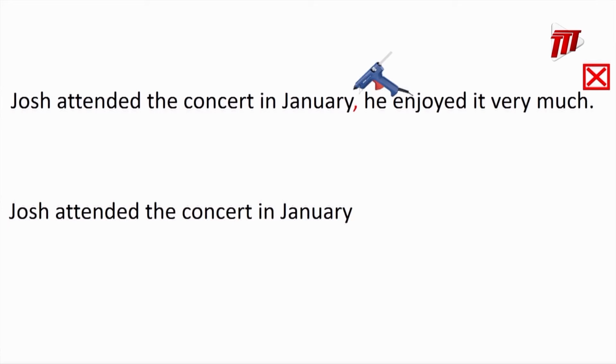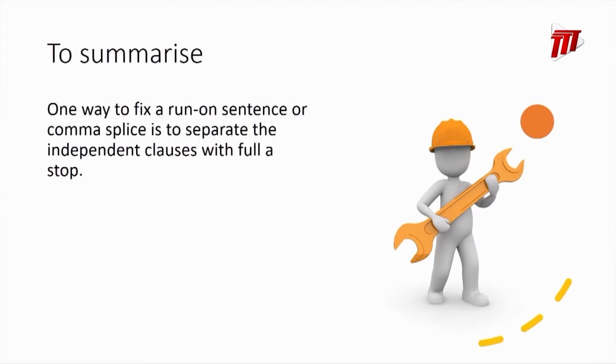Josh attended the concert in January. We have our full stop. He enjoyed it very much. And we have our other full stop. And that is the way to fix that. It is the first way that we can use to fix a run-on sentence. So to summarize, one way to fix a run-on sentence or a comma splice is to separate the independent clauses with a full stop. When you're in doubt, that's your first best bet.